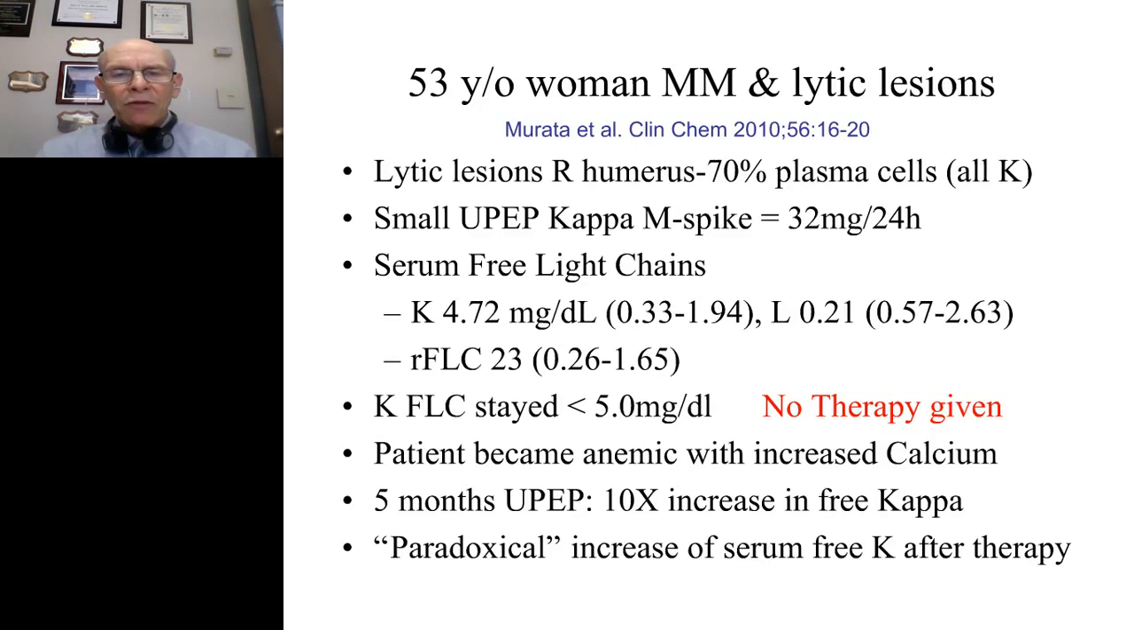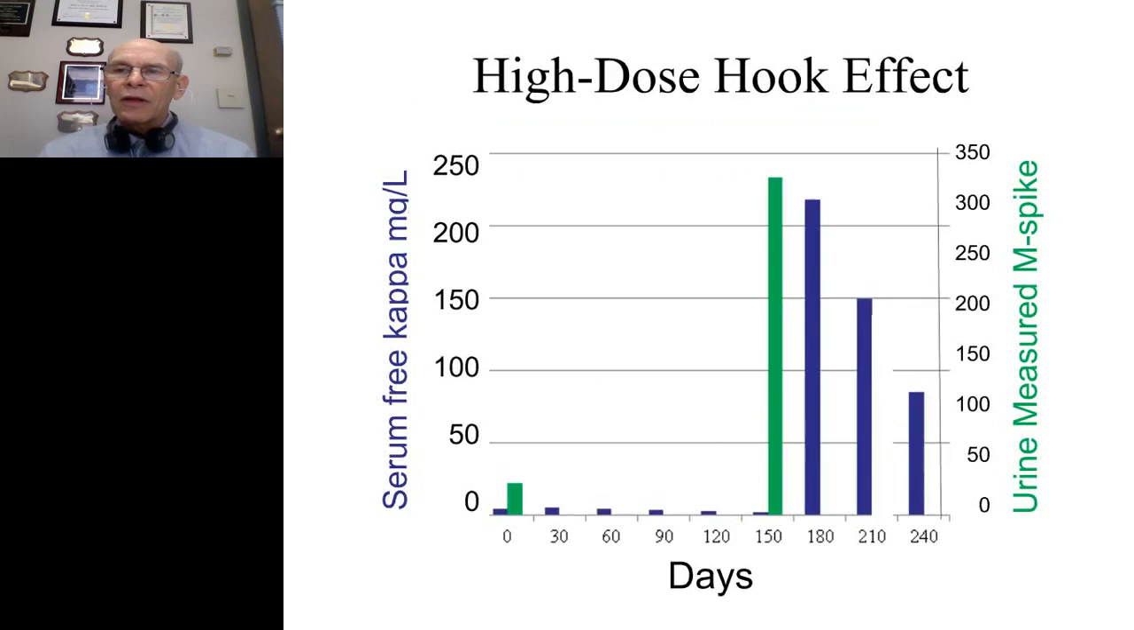However, with time, the patient became anemic and calcium increased. Therefore, 5 months later, they decided to repeat the urine protein electrophoresis and found that it had increased tenfold from the original sample. They gave therapy, and then they found a paradoxical increase of the serum free kappa. Let's see how this looks. This is the course of this patient's disease.